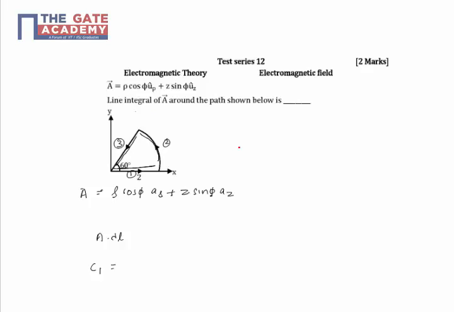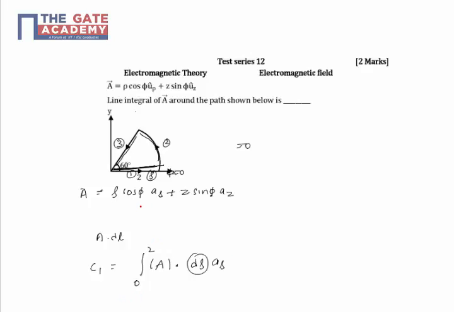So the value of z is taken as 0, and along the x coordinate, the value of phi is equal to 0. And here we have only the change along x, which is the change along rho, which is the radius. So C1 is given by the change in the radius from 0 to 2, A dot d rho a_rho.